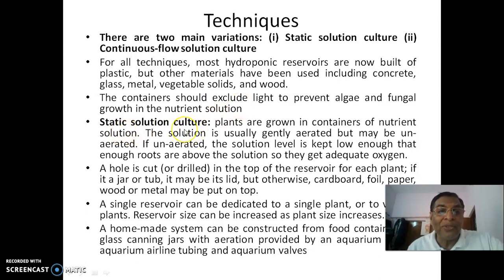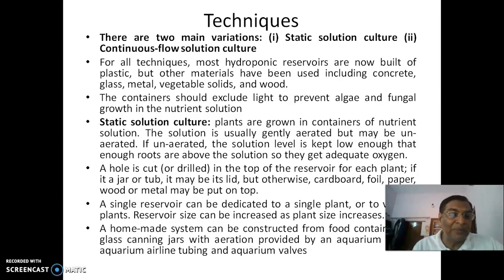Then static solution culture. What is static solution culture? Plants are grown in containers of nutrient solution. That is our basic fundamental for hydroponics. The solution is usually gently aerated, but may be unaerated. If unaerated, the solution level is kept low enough that enough roots are above the solution so that they get adequate access to air. When you are adding water in a container, you should leave a certain gap, not fill the entire volume of the root zone with water.